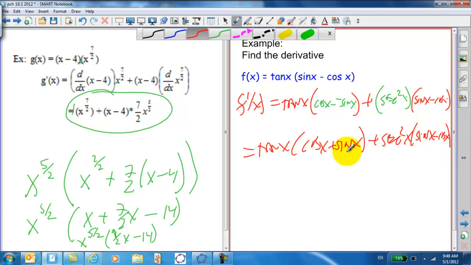Unfortunately, we don't have a common term there. But it's not fully factored and it's not fully expanded out. I'd really rather that you did one of the two. And since factoring is not going to work, I'm going to fully expand it out. Tan x times sine x plus secant squared x sine x minus secant squared x cosine x.